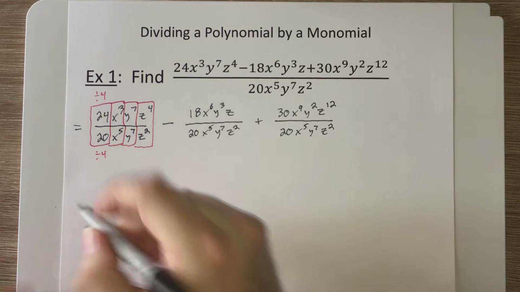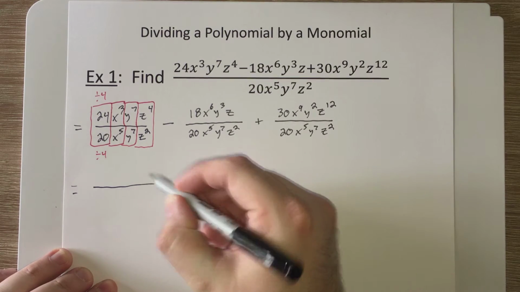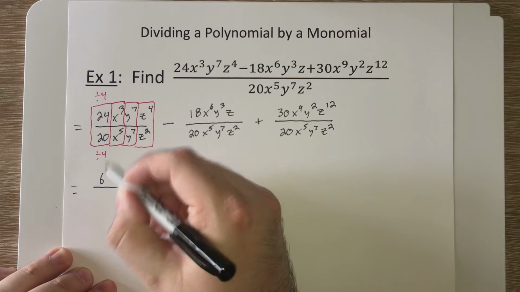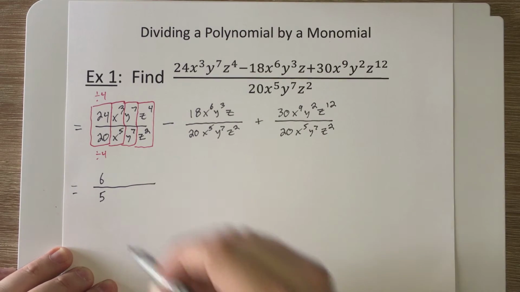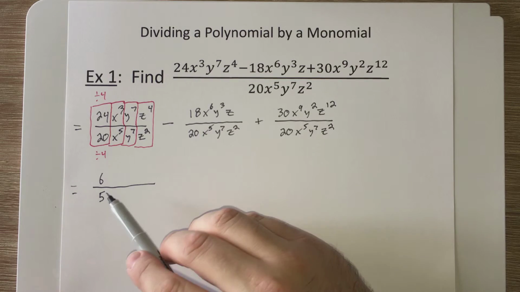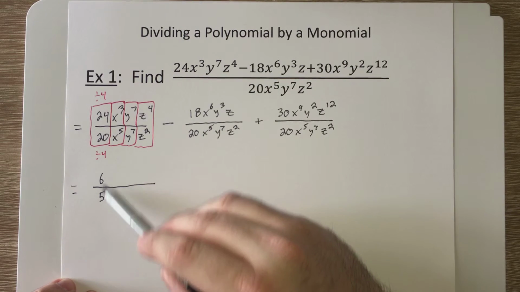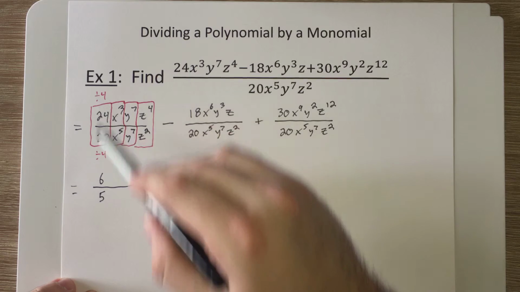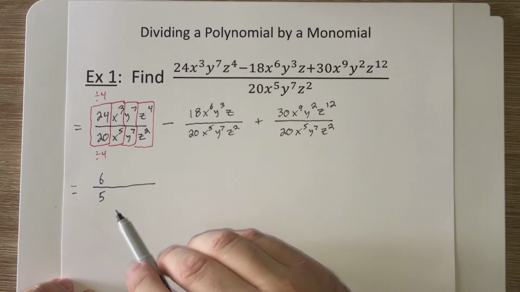Okay, so when you do that, let's see what you get. You divide 24 by 4, you get 6. 20 divided by 4 is 5. And I know it's simplified because if this fraction could have been simplified further, then I know I could have divided by a bigger number. So the 4 is the biggest thing.